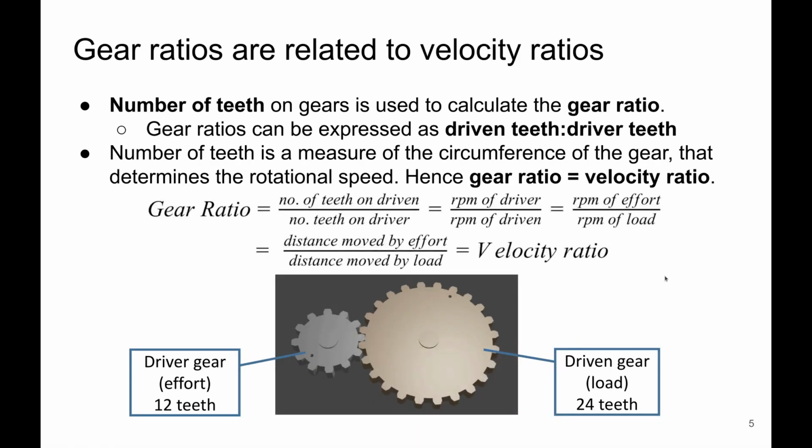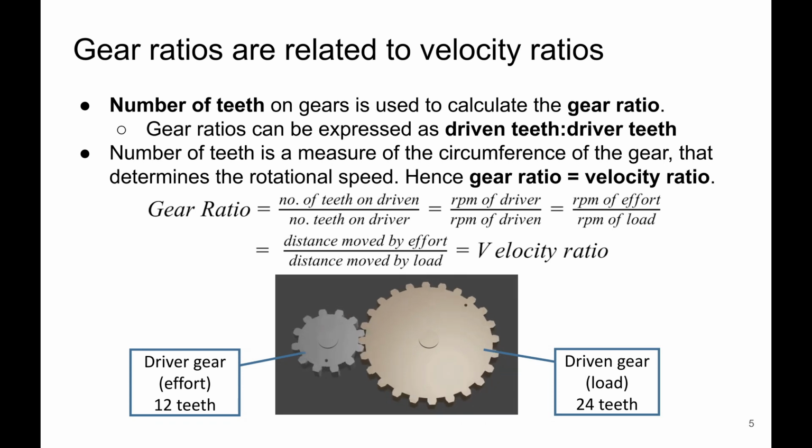Now, gear ratios are calculated by the number of teeth on a driven gear compared to the number of teeth on a driver gear. The driver gear is the gear in which the effort is applied, and the driven gear is the gear that is driven by the driver gear and forms the load in the gear train.